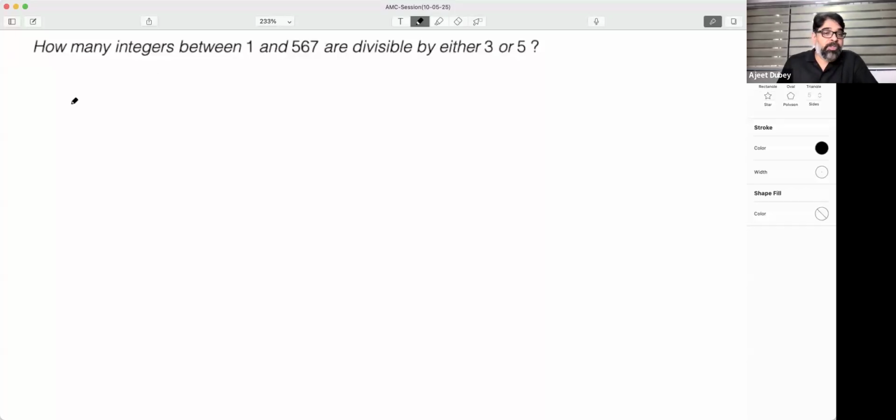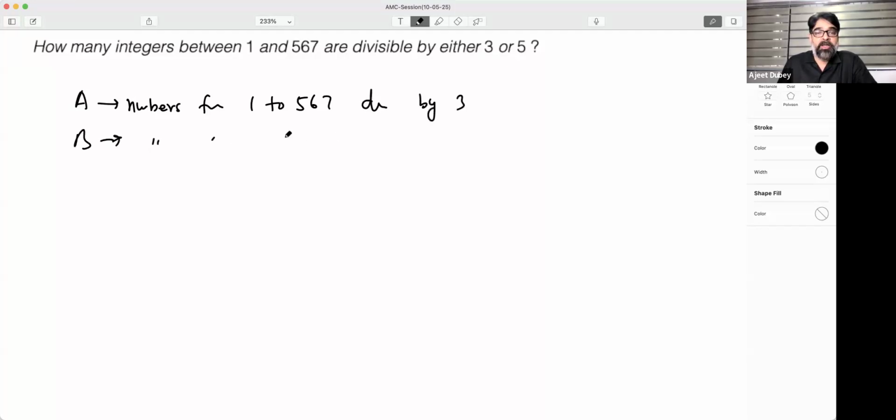Check it here. Suppose A represents the numbers from 1 to 567 divisible by 3, and B represents the numbers from 1 to 567 divisible by 5. Think carefully. N of A will be how much? It means how many numbers are there from 1 to 567 which are divisible by 3? Yes, Ribhav, correct.